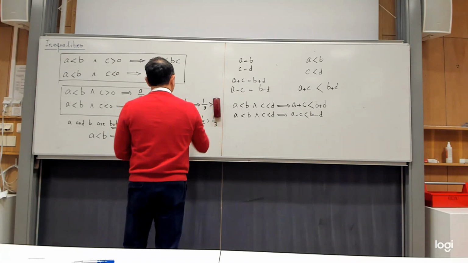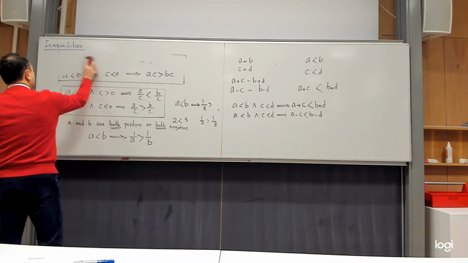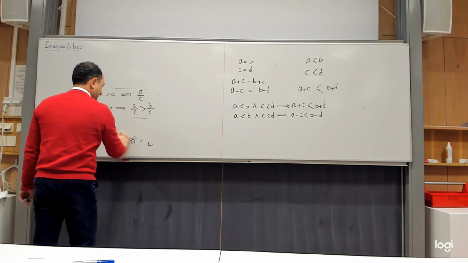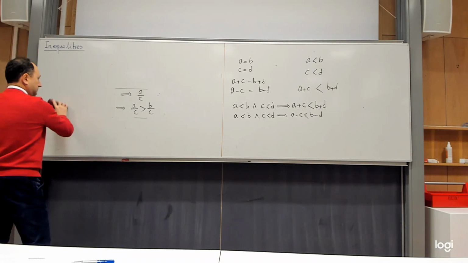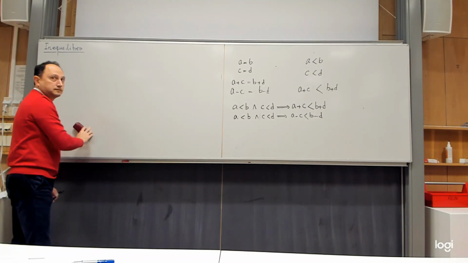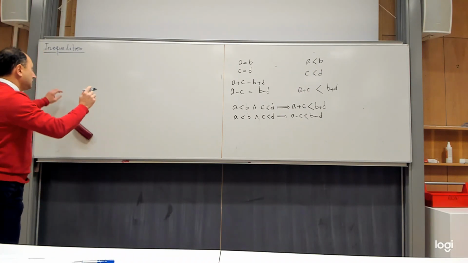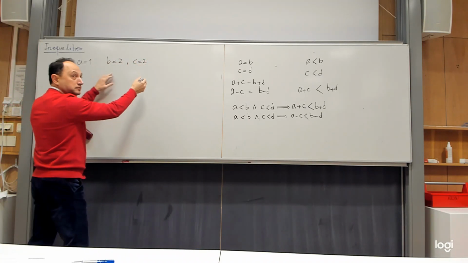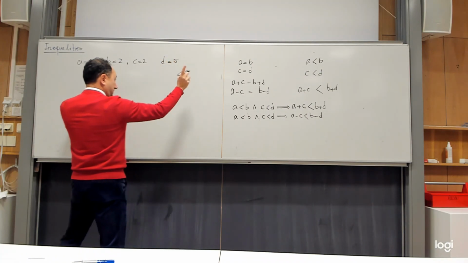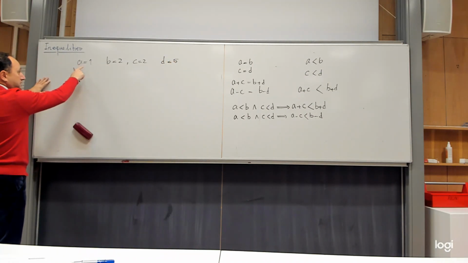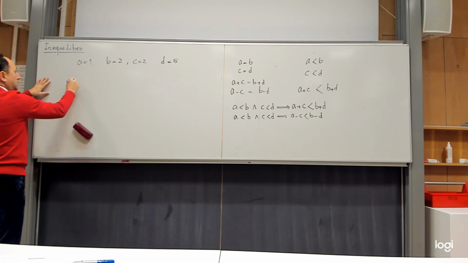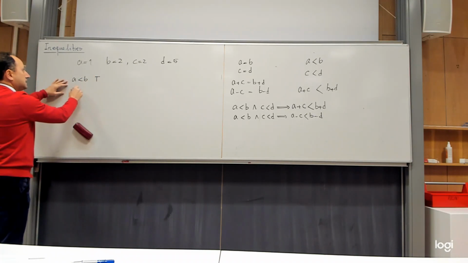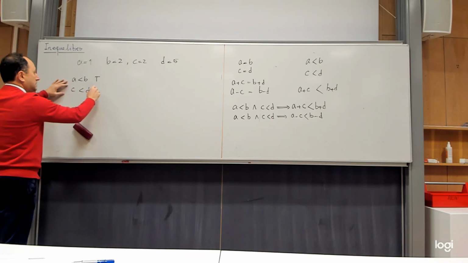I'm just cleaning, you can think. Yes? A is 1, B is 2, C is 2, and D is 5. Okay, let us test. Simon is telling that A is less than B. Yes, A is less than B in this case is true. And then C is less than D is still true.